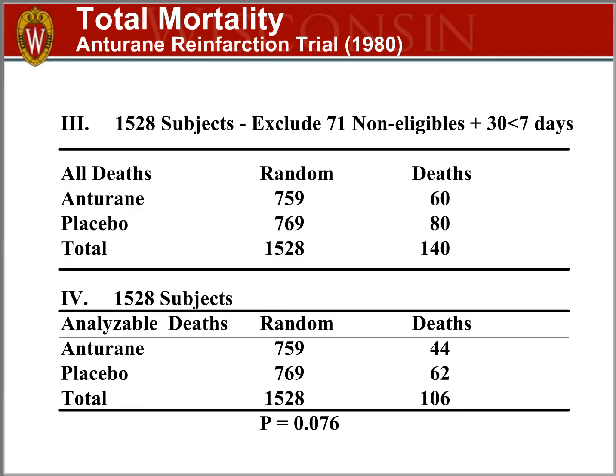Among the 1,528 patients, after you get rid of the 71 ineligibles, there's the so-called analyzable deaths, which is shown in table 4. We have 44 deaths versus 62 for a total of 106. That's where the featured p-value of 0.076 comes from. So you notice we've done two things. We've eliminated patients, we've eliminated events. Now, it did not reverse trends. The trends are still favorable, but it has a dramatic effect on the p-value and the significance level. So you can see that there's a bias that's introduced by eliminating subjects based on eligibility.